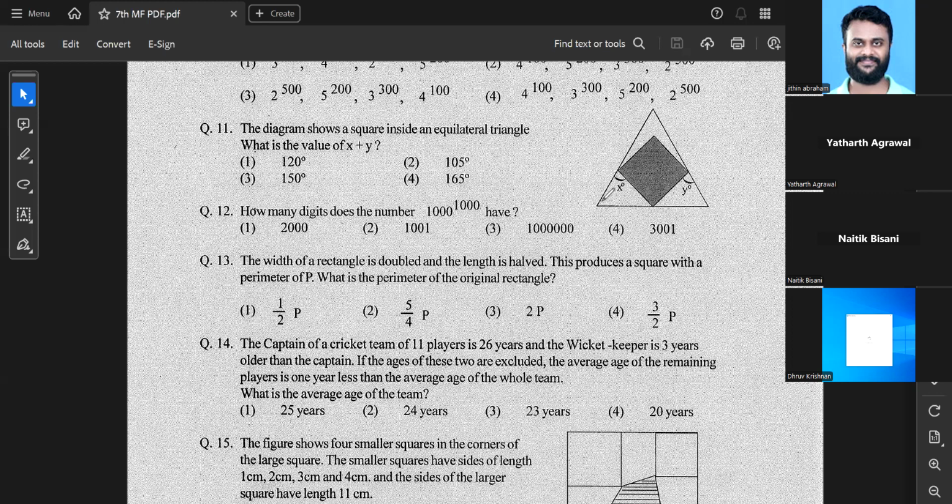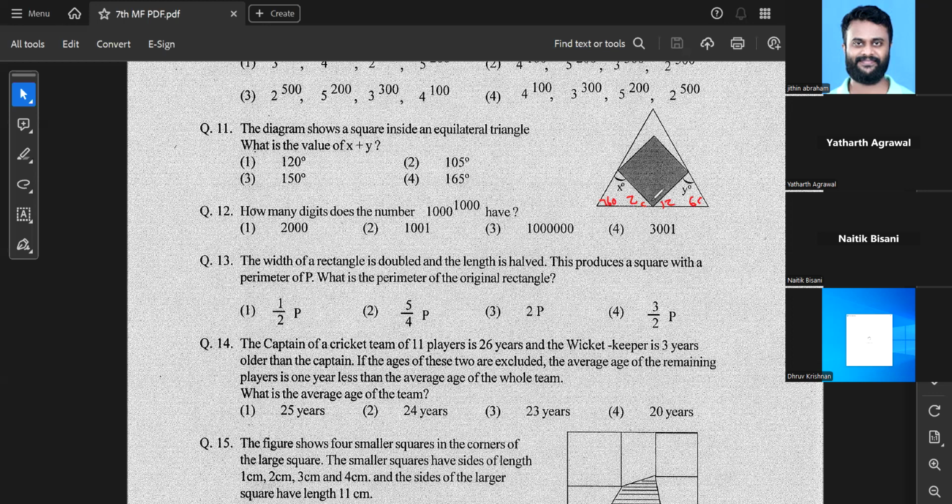The logic I'll tell you: since this is an equilateral triangle, this will be 60. So this will also be 60. Let me call this Z. You call this Z. So X plus Z plus 60 is one equation and Y plus Z plus 60 is another. Then you simply add both the equations. You will get X plus Y. And by the way, Z will remain in it, so in that case, wait.